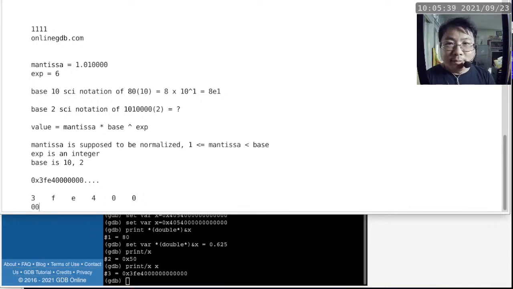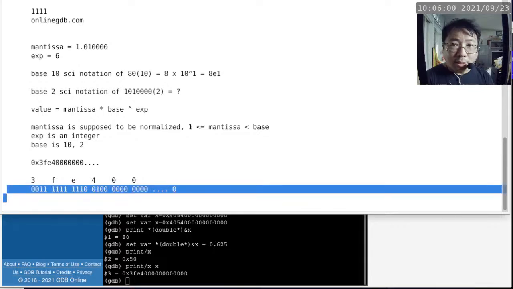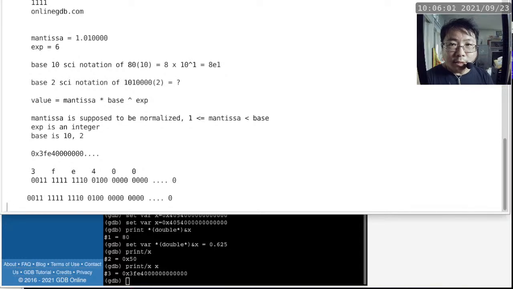Alright, so 0, 0, 0, 1, 1, 1, 1, 1, 1, 1, 0, 0, 1, 0, 0, 0, 0, 0, 0, and the rest are all zeros. Okay. So now what we do is we break it apart. So we take this bit pattern here, and I'm just going to copy and paste, so that if you want to find out how I got that, you can.